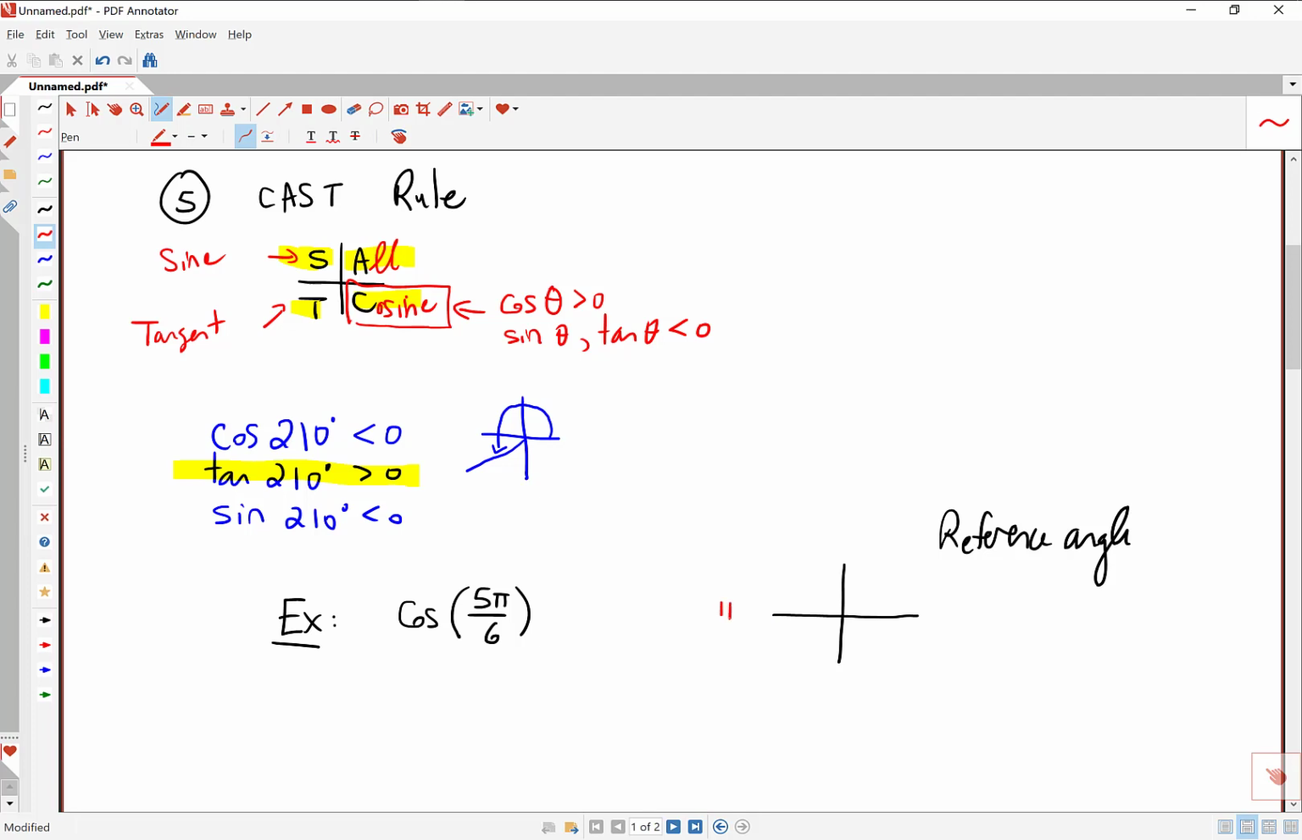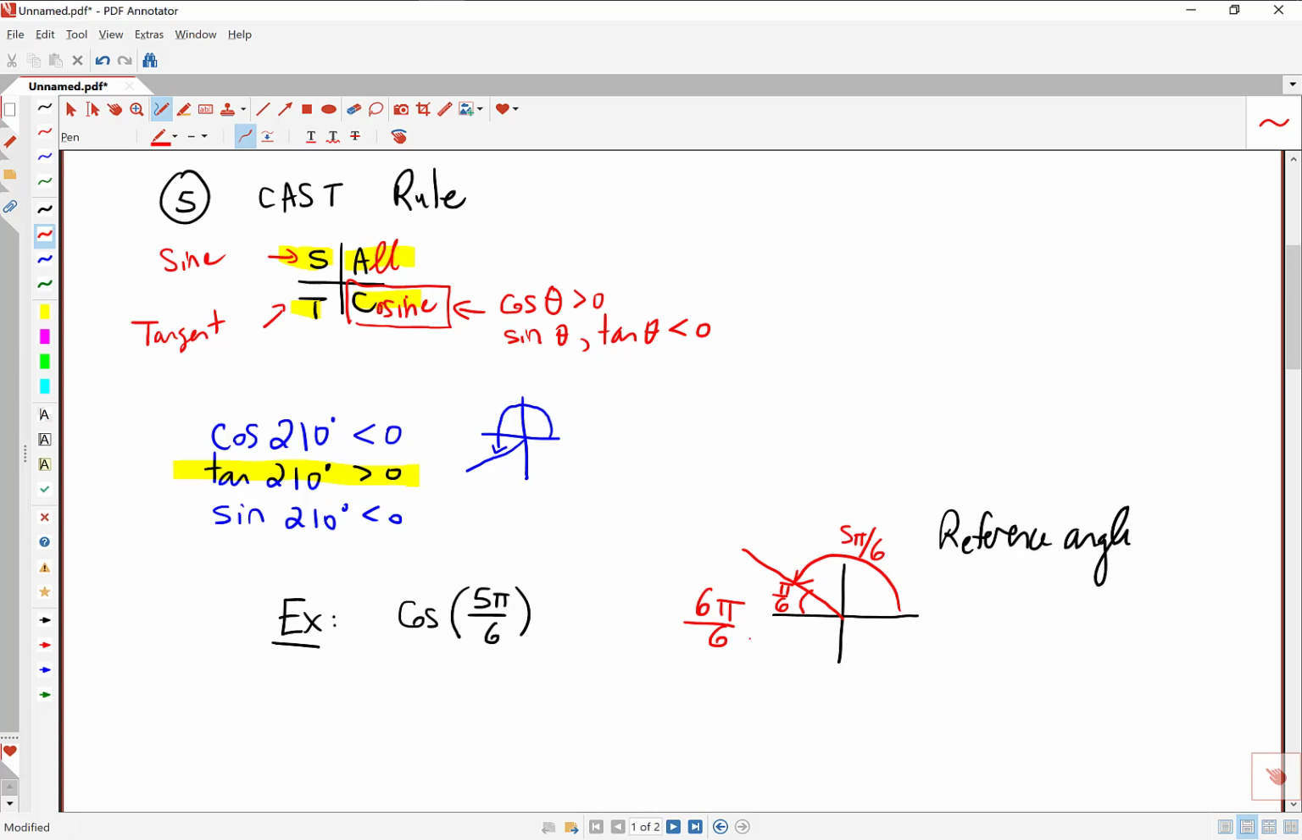Well, we could say an angle of pi, that's the same thing as 180 degrees. That would be over here. So let's rephrase that pi as 6 pi over 6. And then we can say, okay, so 6 pi over 6 is all the way over there. Where would 5 pi over 6 be? Well, it would just be pi over 6 less than that. So here's our angle of 5 pi over 6, and here's our angle pi over 6.